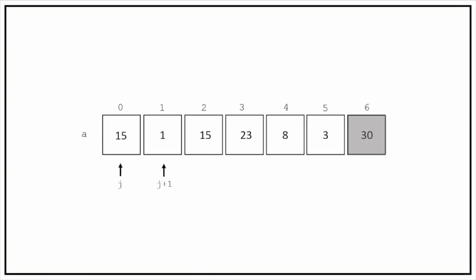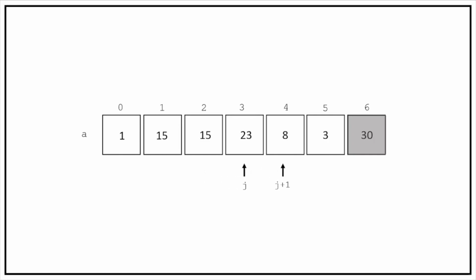We ask ourselves, is 15 greater than 1? True. This means we swap, and j moves forward. Is 15 greater than 15? Not really, so j moves forward. Is 15 greater than 23? False, so we move forward.